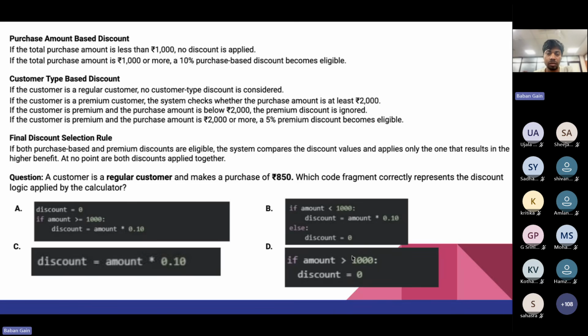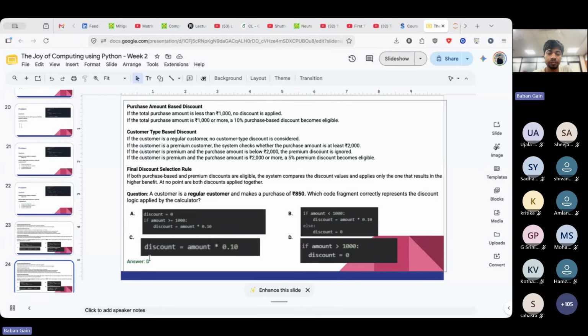Okay, so basically, see, the condition is that if it is greater than 1,000, then only 10% discount will be there. So in that case, this option is correct, because if amount is greater than or equal to 1,000, then only discount is there. Here in option C, irrespective of the amount, it is getting the discount. So that is not true at all. In case of B, if it is less than 1,000, then it is getting some discount. So that is not true at all. In option D, if the amount is greater than 1,000, then the discount is zero. So that is also false. So this answer is quite obvious. Sorry, the answer written here is wrong. The answer here is A.